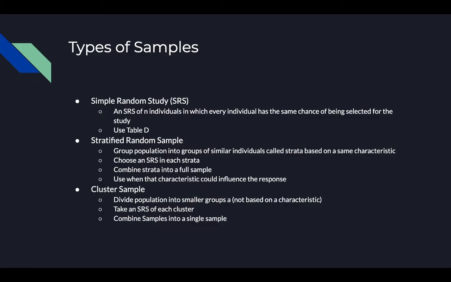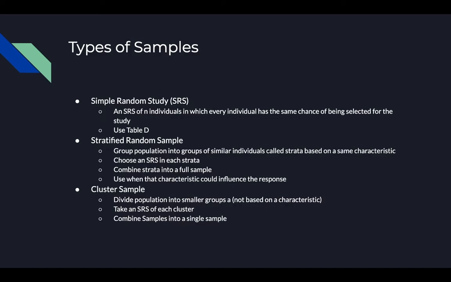Stratified random samples are when you group the population into groups of similar individuals based on the same characteristics, which are called strata. After this, you take an SRS in each stratum, and you combine each stratum into a full sample, and then you do the study on the full sample. We use this whenever a characteristic could influence the response.